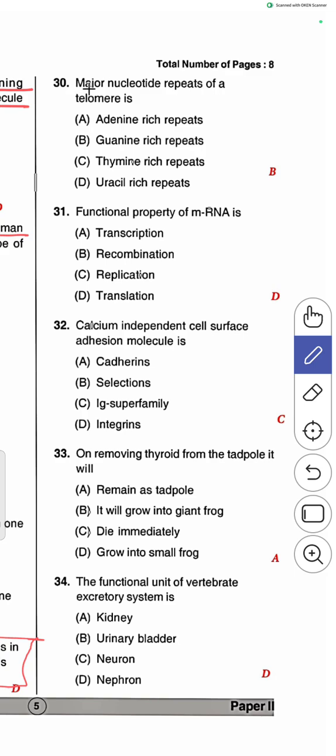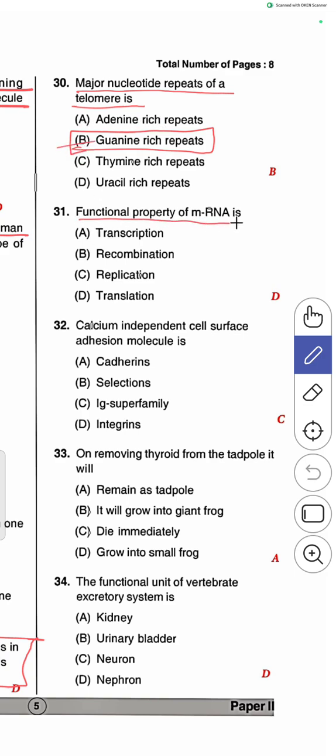Then 30, major nucleotide repeats of a telomere is, that is guanine rich repeats. So this guanine guanine guanine sequence will get repeated in the telomere. So B is the right answer.